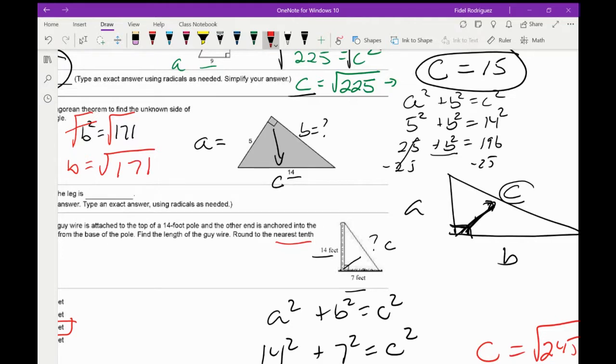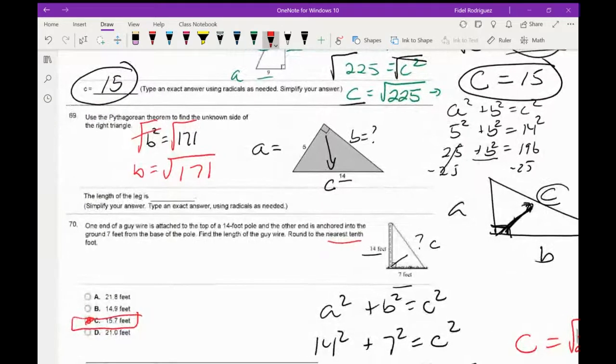171, right? And I want you to notice here, it says, type an exact answer using radicals as needed. So I'm just going to leave this as the square root of 171 right there. And I'm going to show you all something real quick. So let me stop sharing this. And I'm going to show you guys right here.